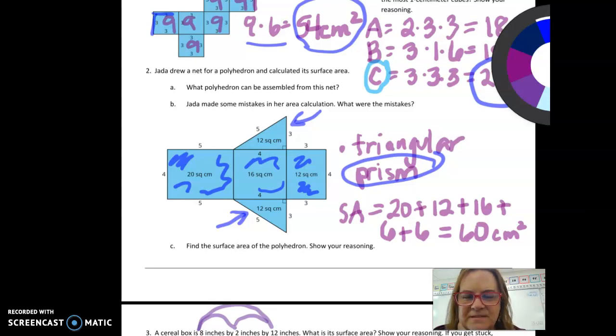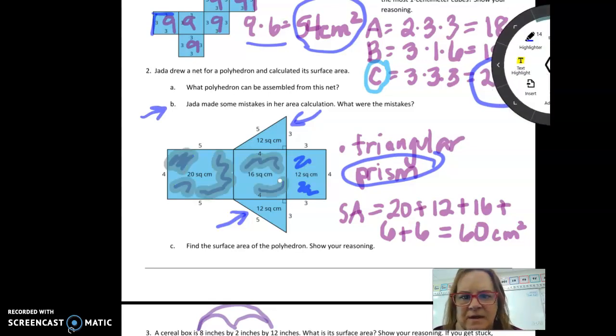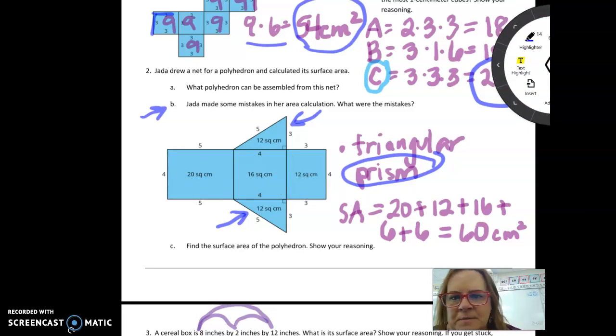To find the mistakes in her calculation, I'm going to look carefully at each of those faces. I'm going to get rid of this so I don't make too much of a mess. All right, I'm going to look at this face here, and I see it's a 5 by 4, and 5 by 4 is 20.